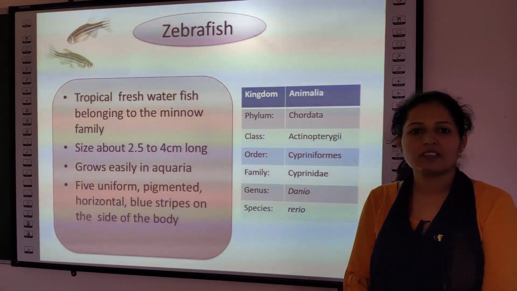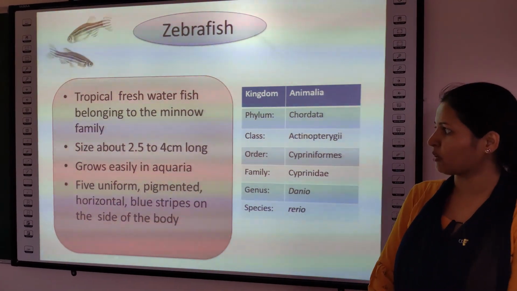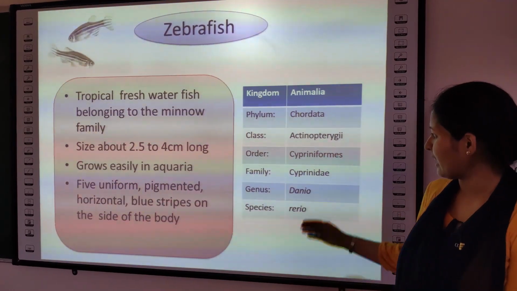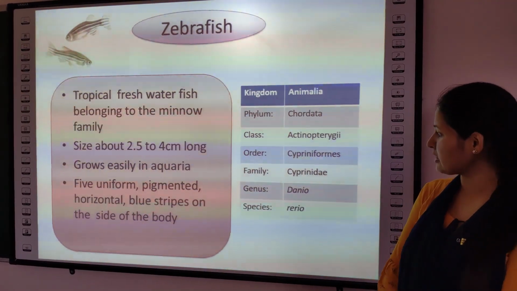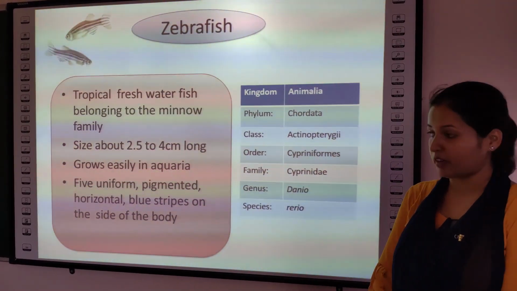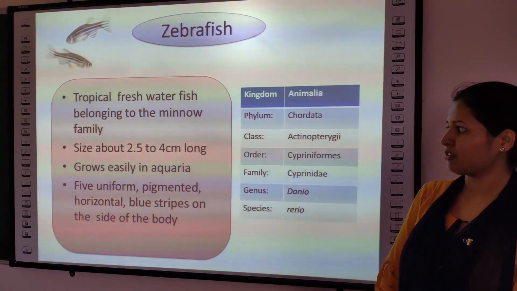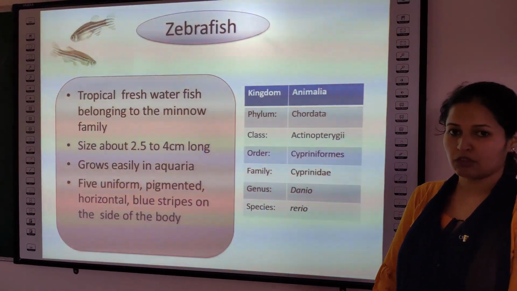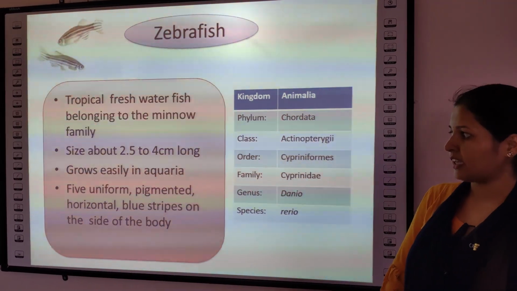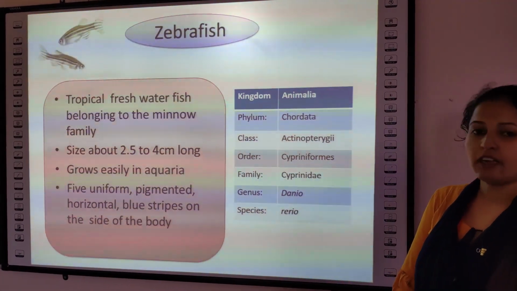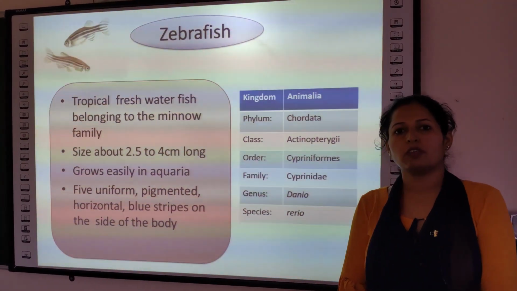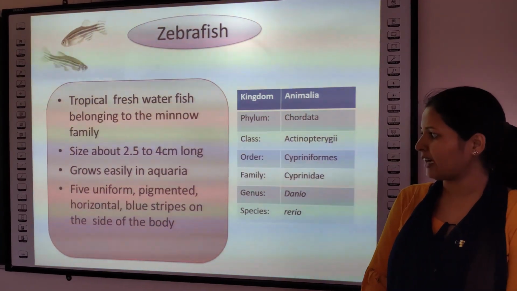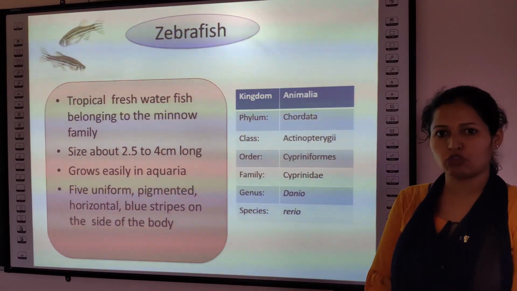So zebrafish is basically a freshwater fish which belongs to the Minnow family, or Cyprinidae family. Apart from this, the genus is Danio and the species is rerio. The size of zebrafish is around 2.5 to 4 centimeters long and they can easily grow in aquaria. And why do we call it zebrafish? Because of the presence of uniformly five pigmented horizontal blue stripes.